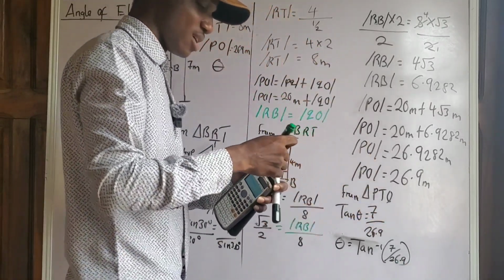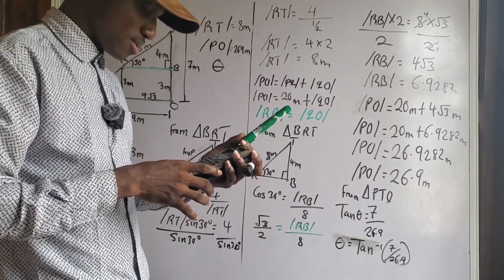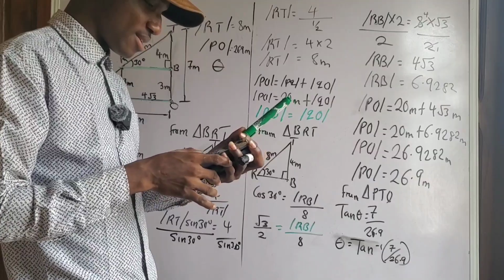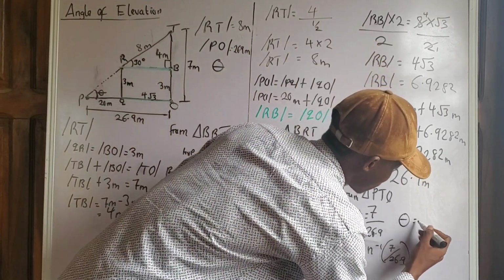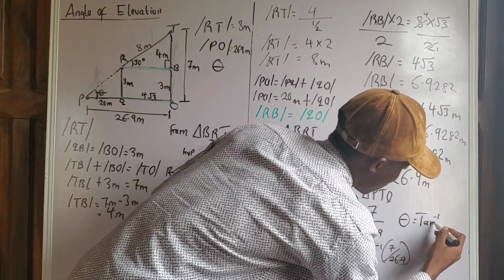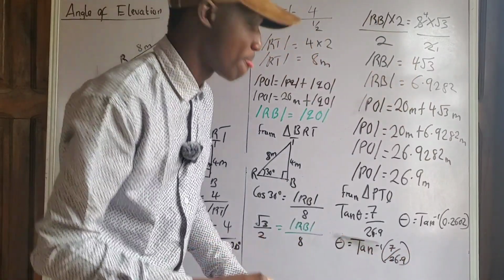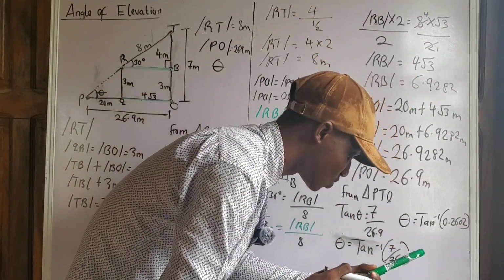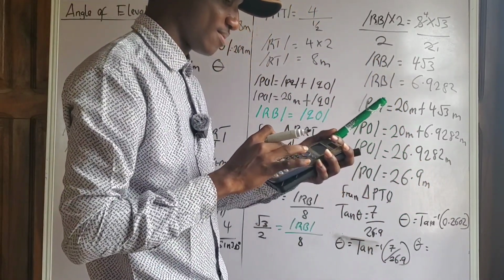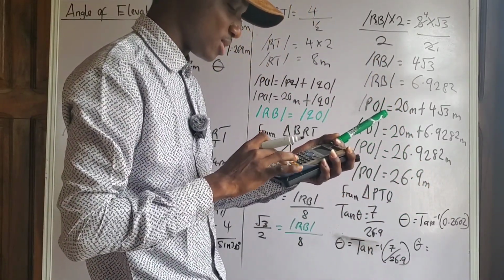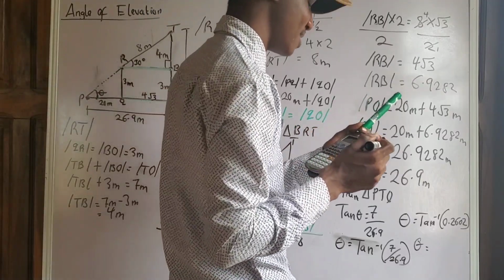Do you understand? Okay, so how do we get the value of theta? 7 divided by 26.9, that is 0.2602. So I'm going to have theta equals tan inverse of 0.2602. Do you understand? Okay, theta equals tan inverse of 0.2602. Theta equals, point your calculator, 14.58.